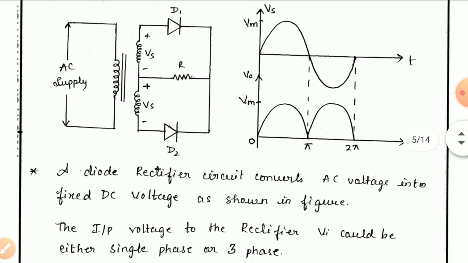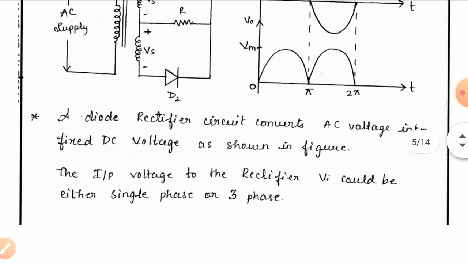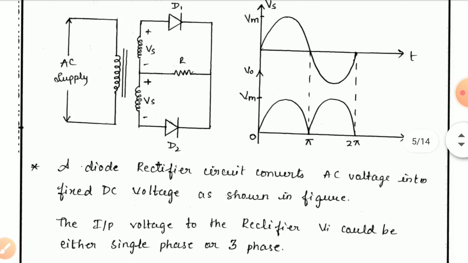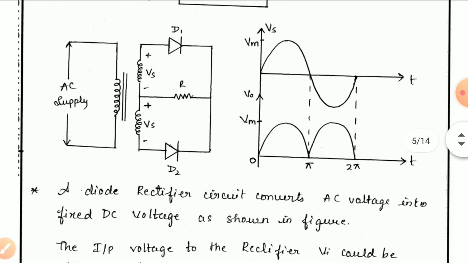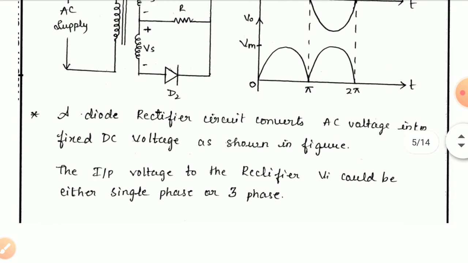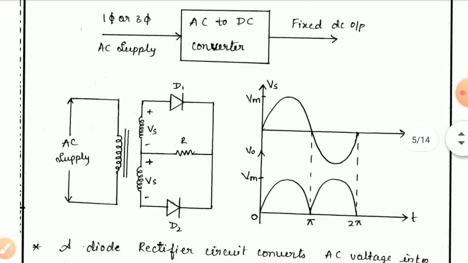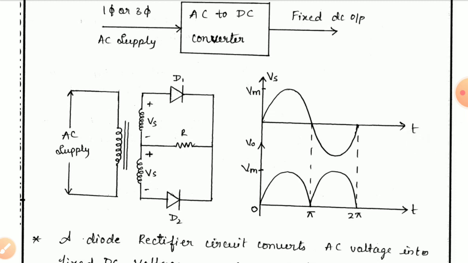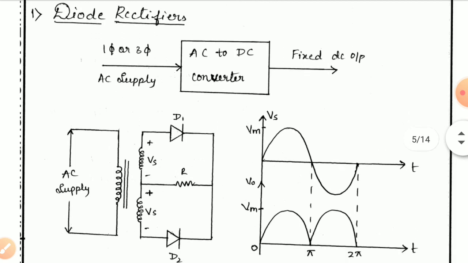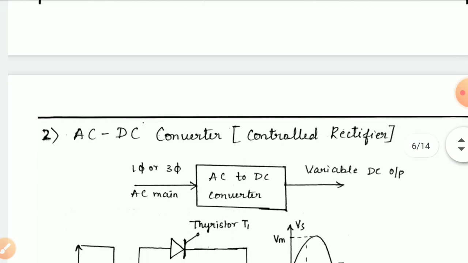The input voltage to the rectifier, Vi, could be either single phase or three phase. As I said, it may be single phase or three phase. For three phase the circuit is a little bit different, and for single phase the circuit is different. So the circuit varies based on the phase. This single phase rectifier concept can also be used for three phases.